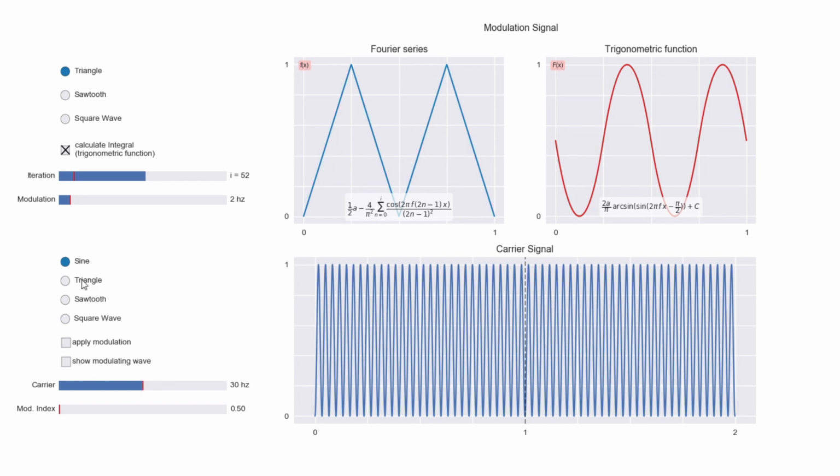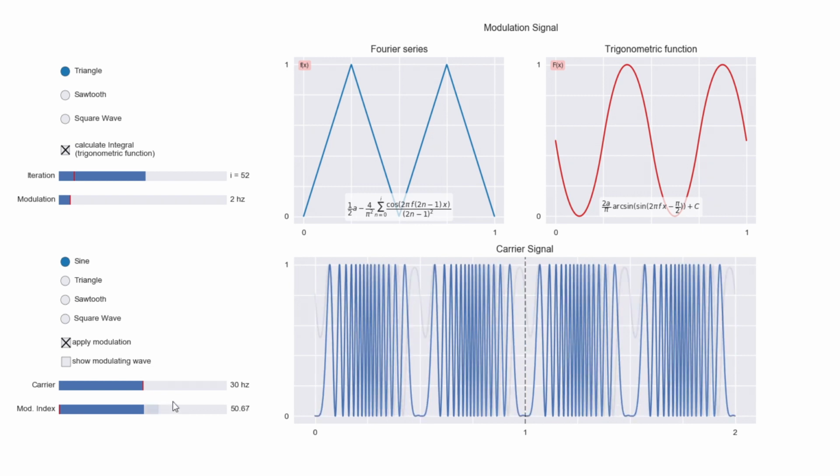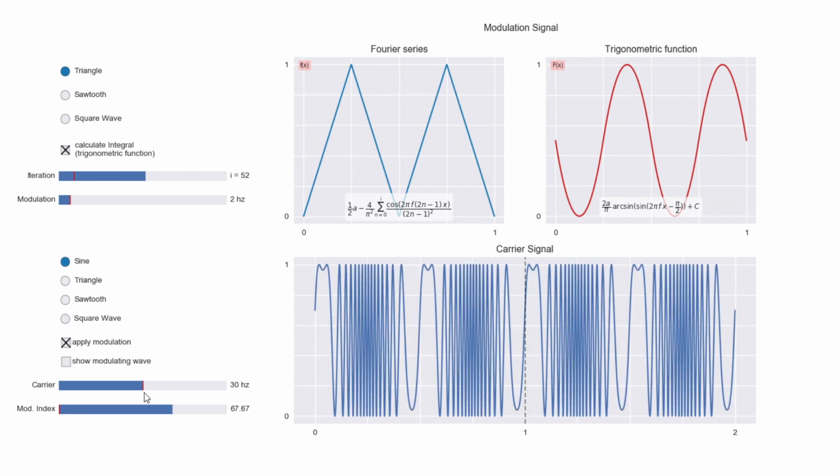And now I choose as my carrier signal a sine wave, and I apply the modulation. Now, because my modulation index is nearly 0, we can't see anything. I will increase it now. And there, that's what we get.